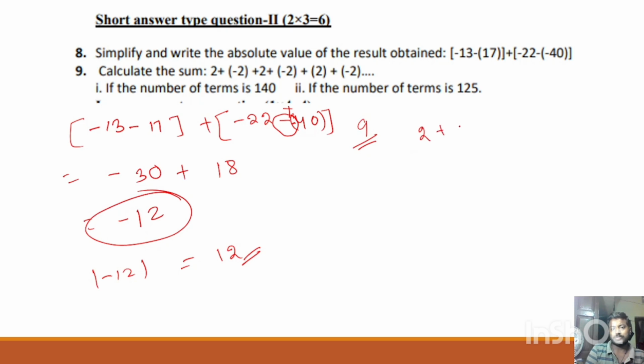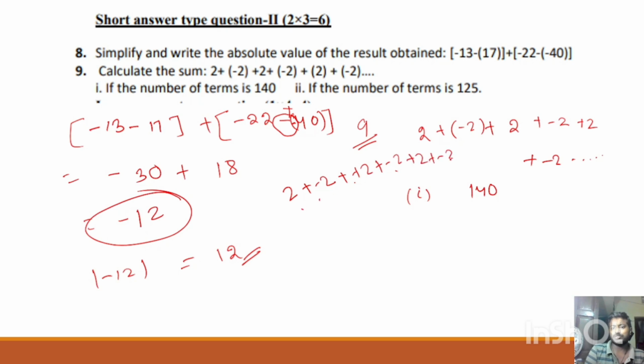2 plus -2 plus 2 plus -2 plus 2 plus -2 dot dot. How many times? Now in question number I, 140 times. Okay, suppose I have 6 times. Suppose 2, then -2, then +2, then -2, then +2, 1 2 3 4 5, then -2.